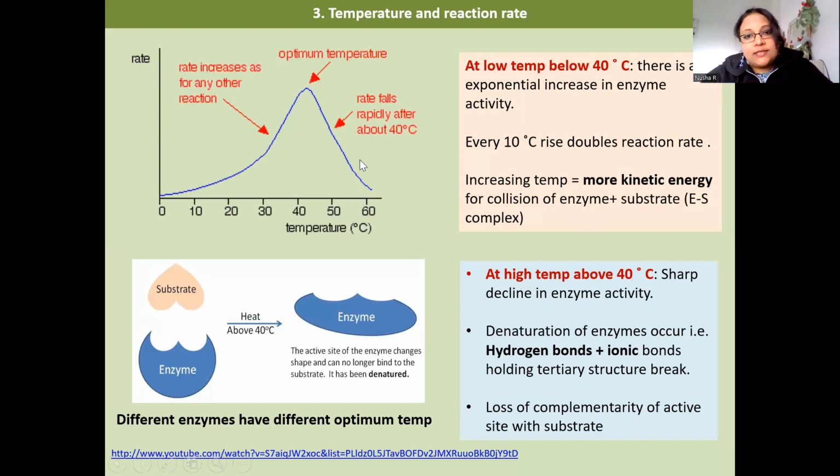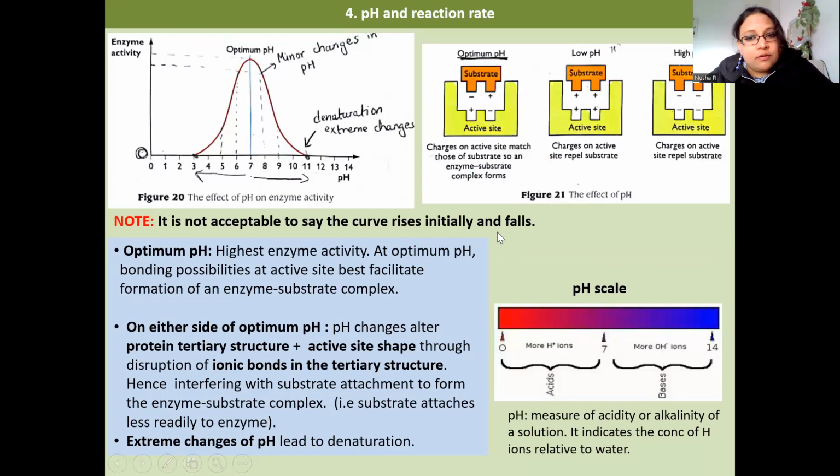Right, so let's move on to our next factor, which is pH. Now, let's remember what pH is. So pH is a measure of the acidity or alkalinity of a solution. So it indicates the concentration of hydrogen ions relative to water. So a very acidic solution would have a lot of H plus ions, more H plus ions than bases. Bases would have more of OH minus ions.